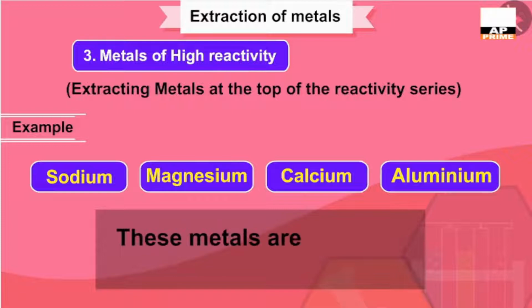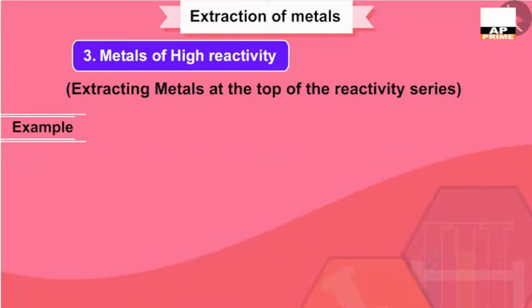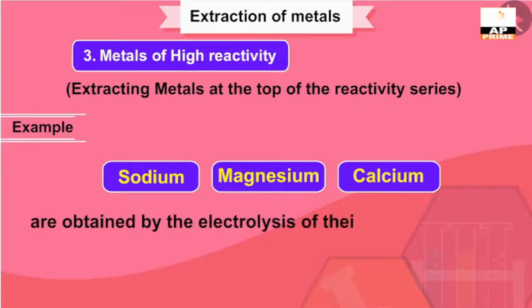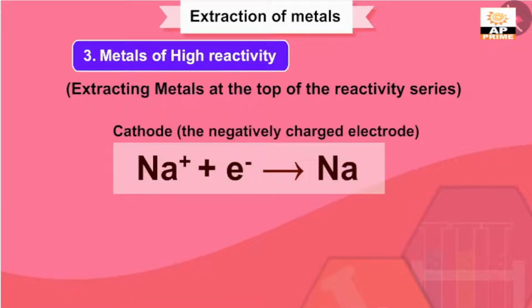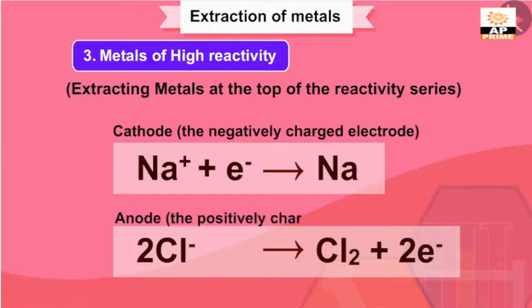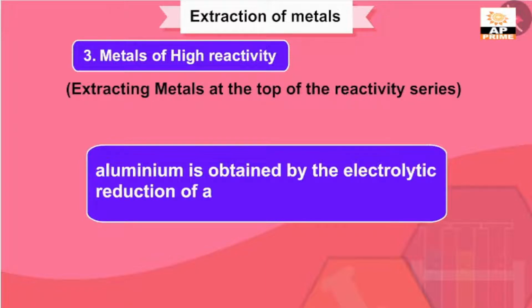These metals are obtained by electrolytic reduction. For example, sodium, magnesium and calcium are obtained by the electrolysis of their molten chlorides. The metals are deposited at the cathode, the negatively charged electrode, whereas chlorine is liberated at the anode, the positively charged electrode. The reactions are: similarly, aluminium is obtained by the reduction of aluminium oxide.